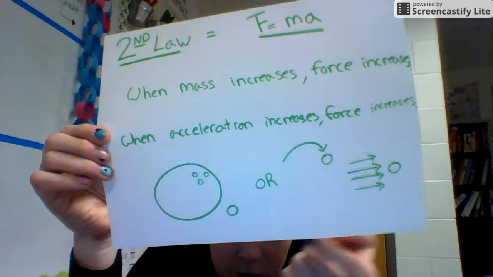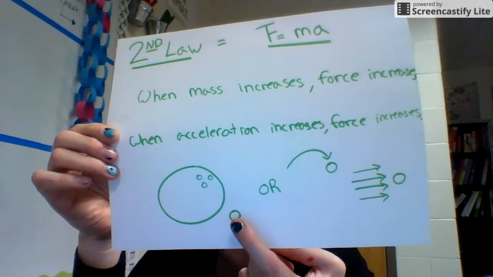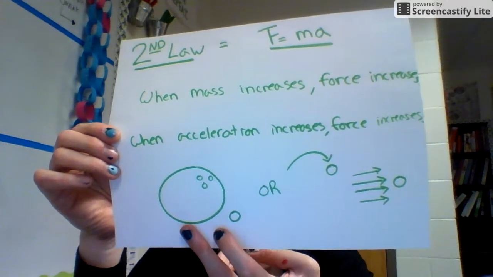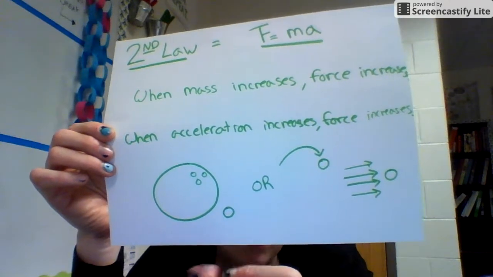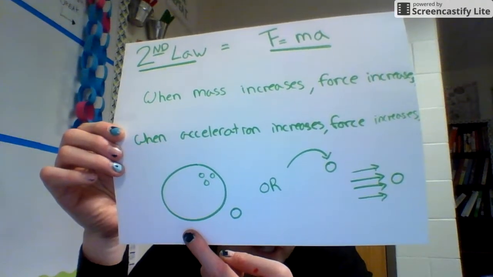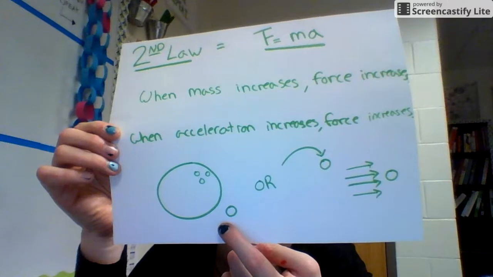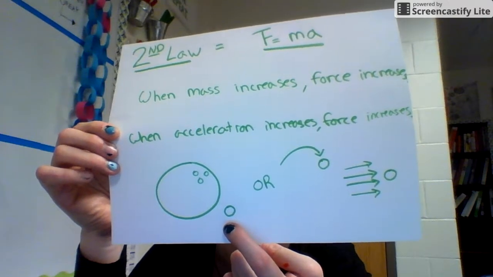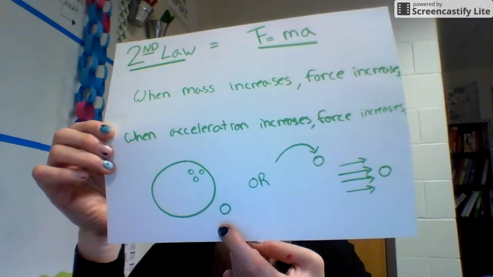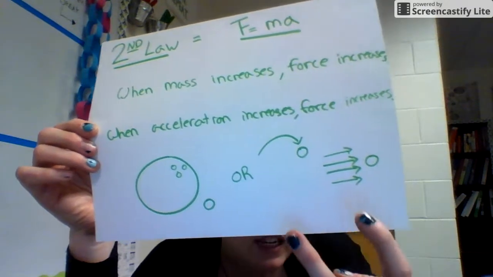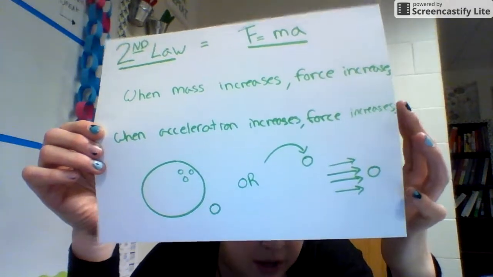The first is if you had a bowling ball and a ping pong ball and you threw them with the same speed, the bowling ball is going to have a lot more force behind it, whereas the ping pong ball probably won't have as much force behind it because it's a lot lighter. It has less mass.